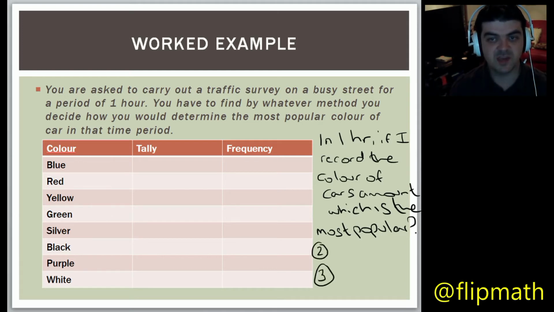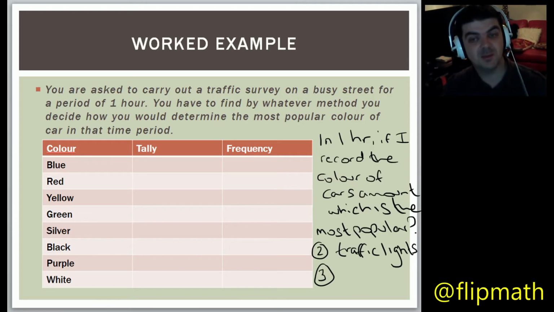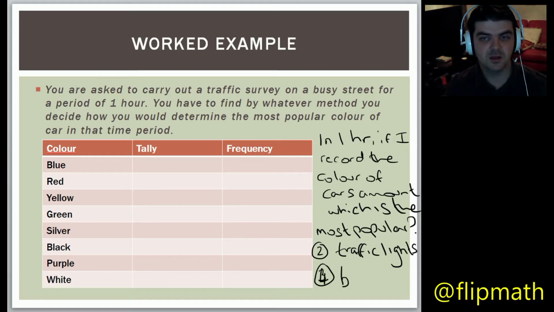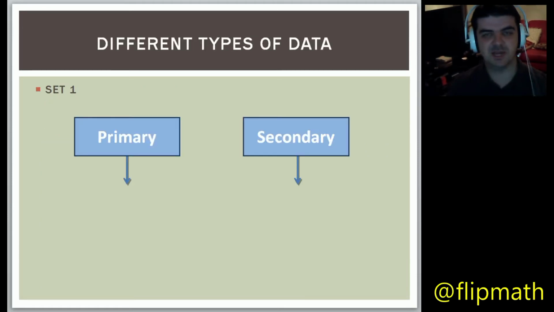We could also decide where we're going to do it, on a busy street, whereabouts in the middle of the road. The best place to do it would probably be at traffic lights or something like that, so that cars will be stopped every now and again and make it that much easier for you. And you could put your results in a bar chart, and then it would be easy to see which one's the most popular. Okay, something like that. You might have come up with something slightly different, and if you did, please let me know.